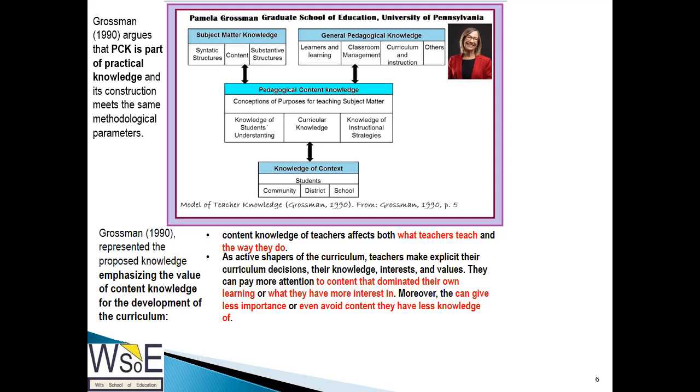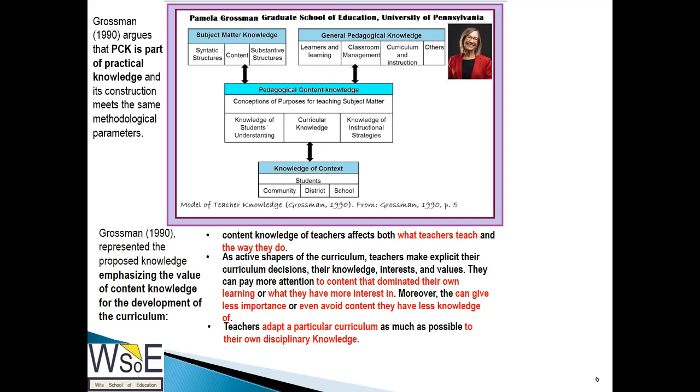So as a curriculum shaper, teachers might let their own content knowledge that dominated their learning and their interests shape how they teach things. Moreover, they can give less importance or even avoid content they have less knowledge of. Now, if you had choices over how you could present the curriculum, you might do that, though with CAPS it's very prescriptive, so you have to follow the curriculum. But if you had a choice, you might want to avoid teaching students about the rock cycle, for example, if you don't know any geology.